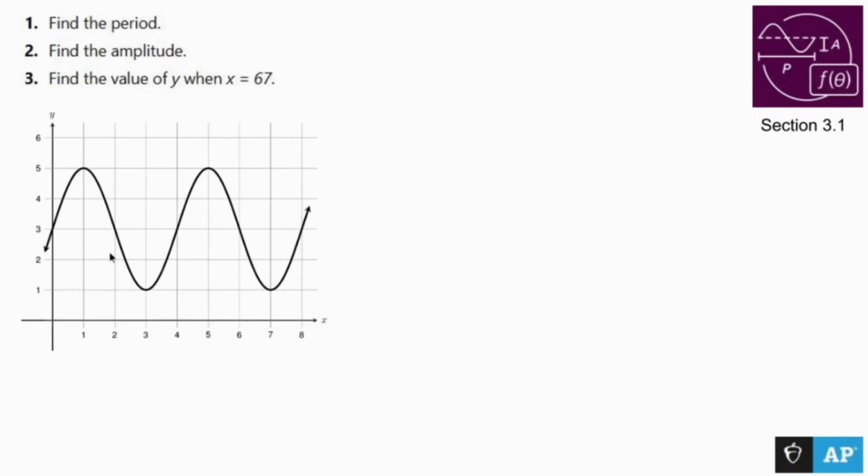All right, look at that periodic function. We got the wavy looking thing like we've seen a few times before, and we were being asked to find the period, the amplitude, and the value of y when x equals, stop it. All right, so the period.